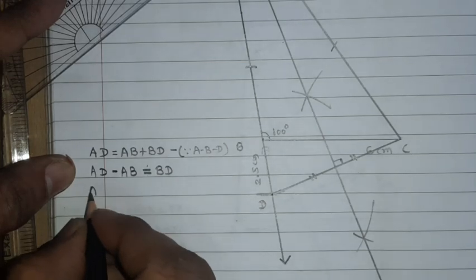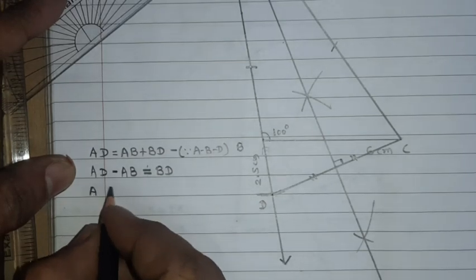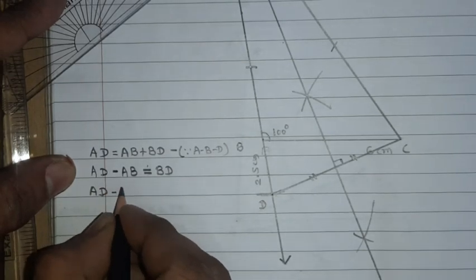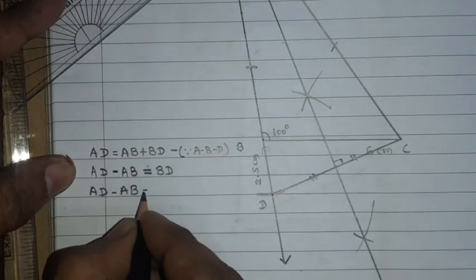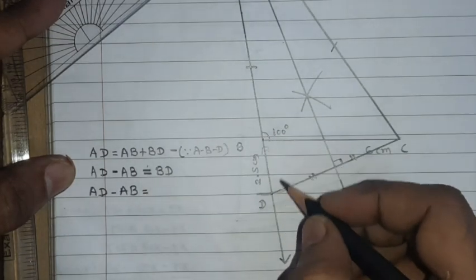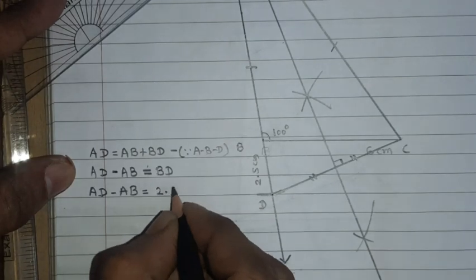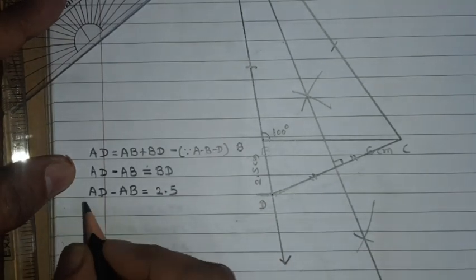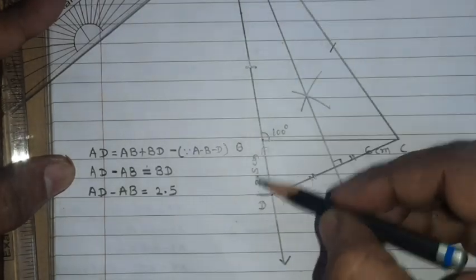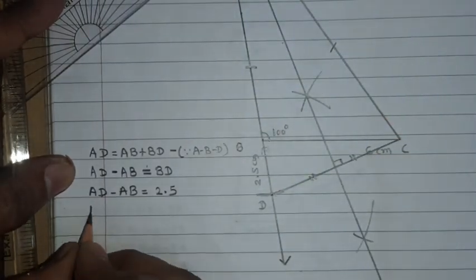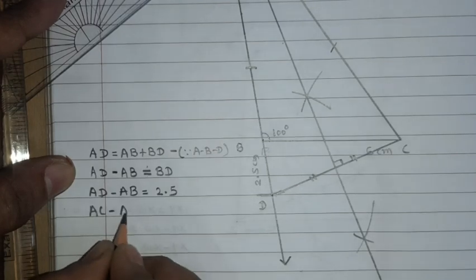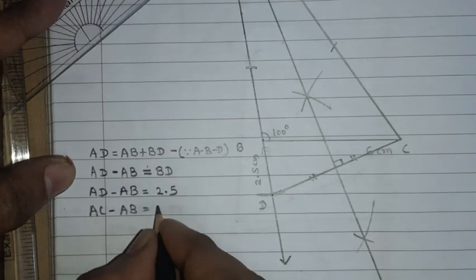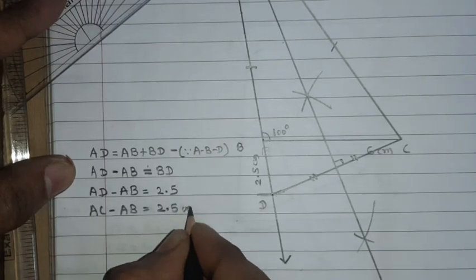Now this AD, we put it as it is: AD minus AB is equal to BD. BD is how much? It is 2.5 centimeter. Now instead of this AD, we can write AC because AD is equal to AC. Therefore AC minus AB is equal to 2.5 centimeter.